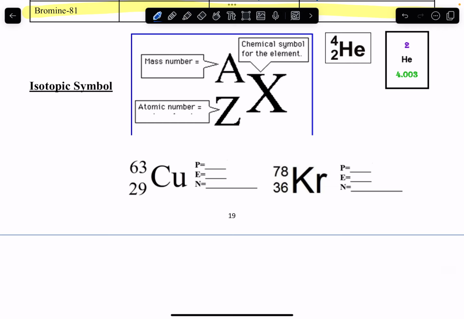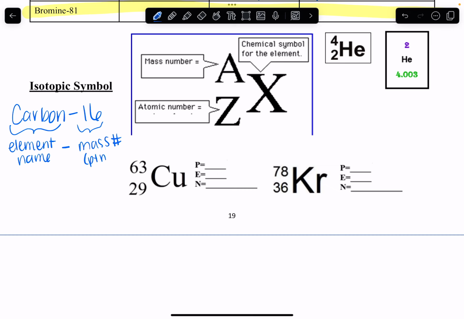Okay, so we learned one type of isotopic symbol or isotopic notation. That was like if I did carbon 16. You have your element name, dash, and then you have your mass number. And remember, that's your protons plus your neutrons.